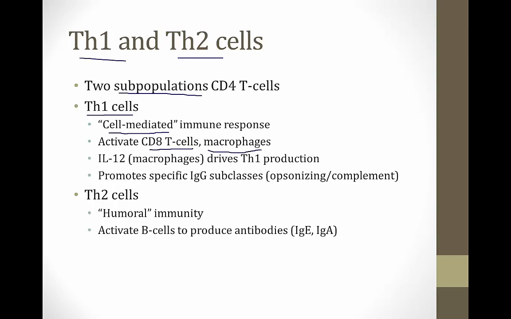In addition to the Th1 cells stimulating CD8 T cells, macrophages release IL-12, and this in turn drives Th1 production. And this type of T cell response, the Th1 response, is important for promoting certain types of specific IgG subclasses that function for opsonization and complement activation. Contrast that with the Th2 subpopulation of helper T cells. This subpopulation is important for what's known as humoral immunity.